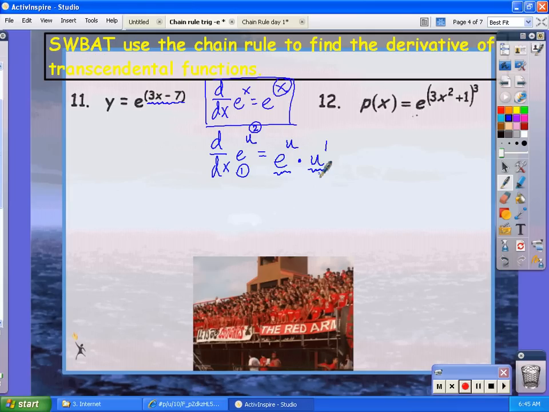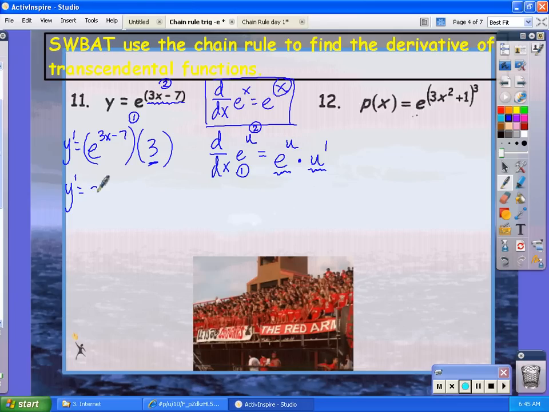All right, so let's take a look at number 11. Again, the outside, think of it as e, and the inside is the power. So when we find the derivative of e to the power, we get e to the power, or e to the u, times the derivative of the power, which is 3. That part is the derivative of the inside because the power is the inside.